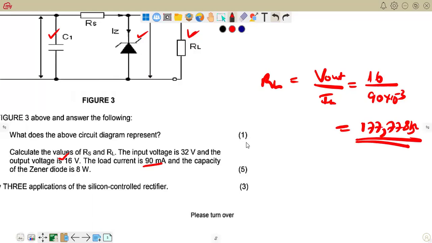Then we now want to calculate RS. Where can we start from? We can start from, I'm not going to redraw.